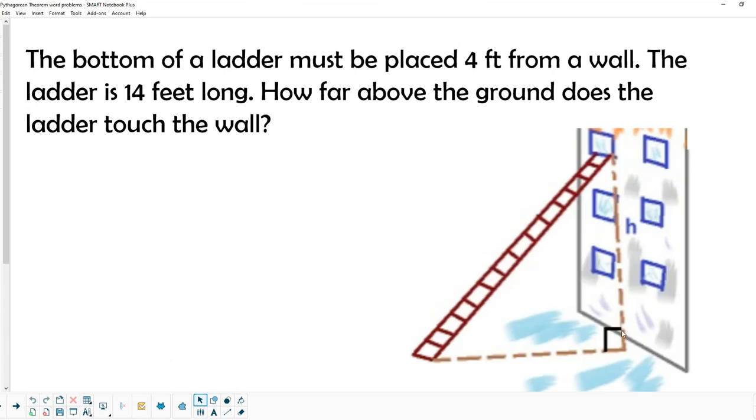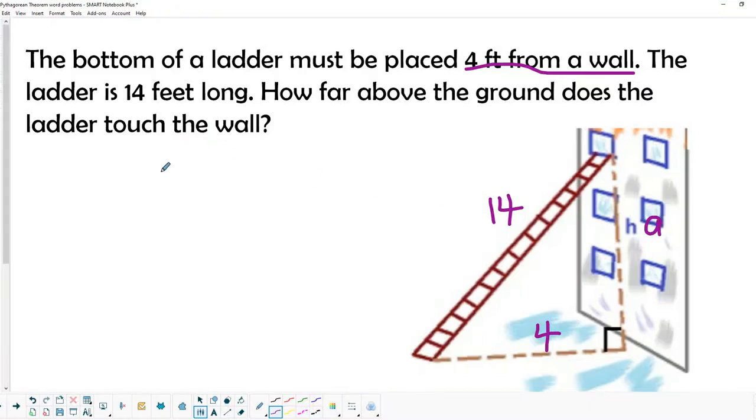Here's a triangle. This is the height right here. It says the bottom of a ladder must be placed 4 feet from the wall. So I'm going to write down here 4 feet from the wall out to the bottom of the ladder. The ladder itself is 14 feet long, which means I'm going to be trying to find this measurement right here. And when I see that, I think of height, but also A for altitude.